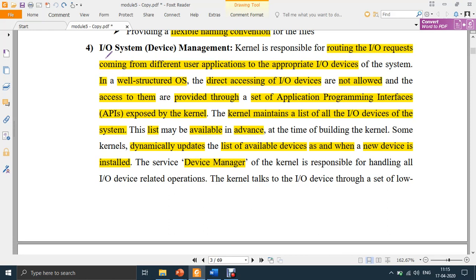So next, kernel services, IO system management. All these kernel services I'm talking about are provided by a GPOS. Remember this, they are provided by a general purpose operating system. These are the services provided by the kernel of the general purpose operating system. So what is this IO system management? It will help you to route the IO request coming from the user application to the appropriate IO device.